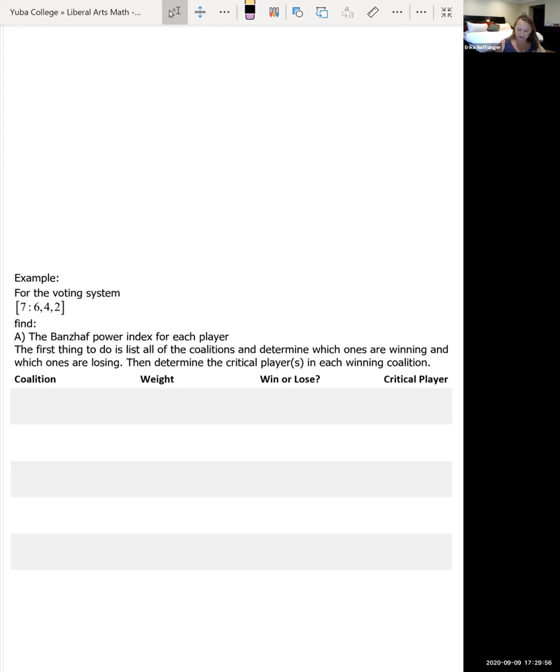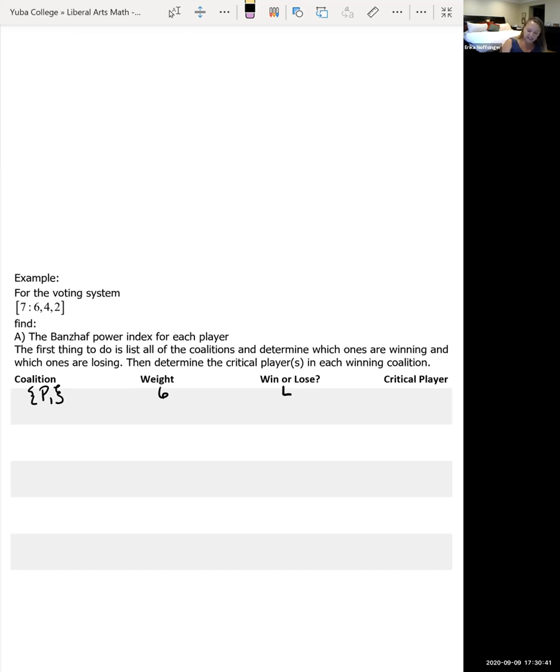First, we looked at all the coalitions. Sometimes we just skipped to the winning coalitions to determine which ones are winning and which are losing. Then we determine the number of critical players in each coalition. For instance, if just player 1 was in that coalition, they would bring a weight of 6, but the quota is 7. So this would be a losing coalition, and there are no critical players.